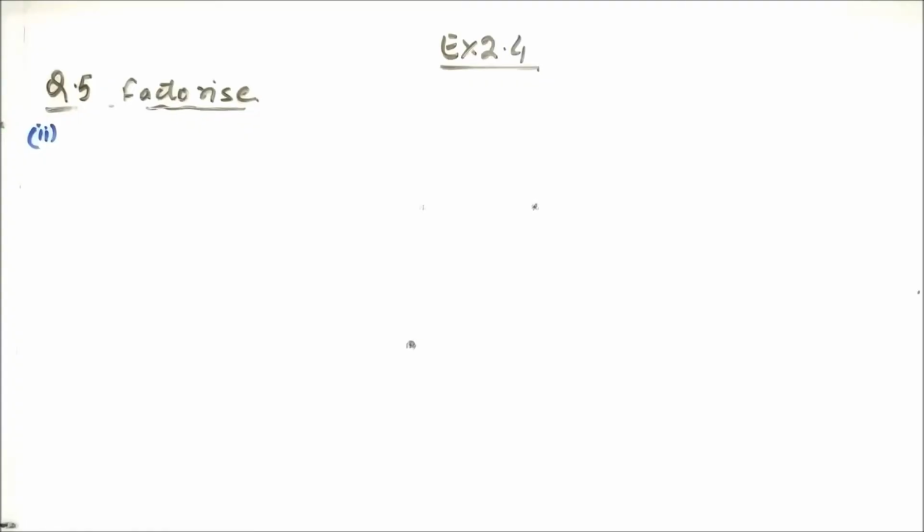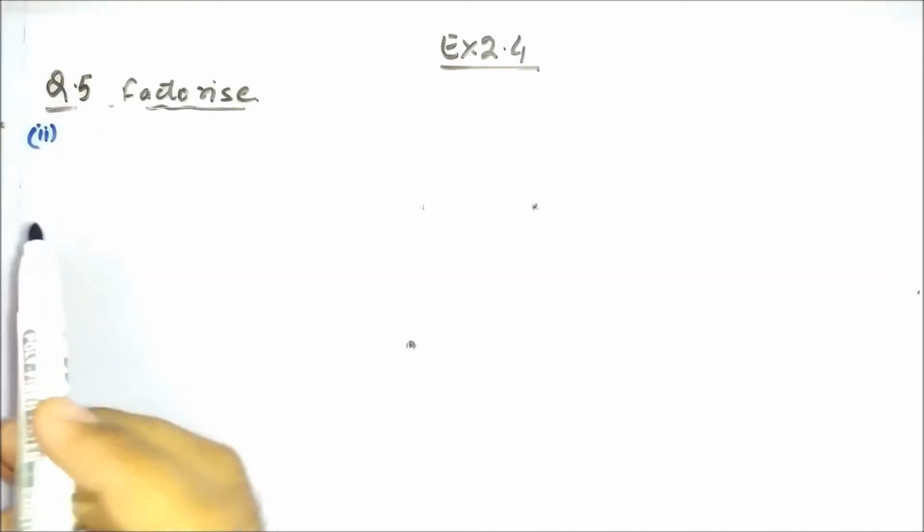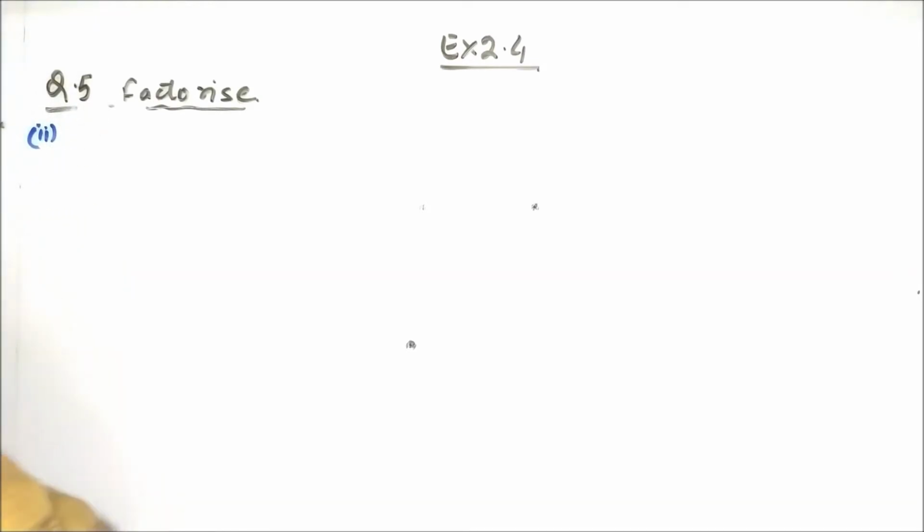Today we are going to complete the left out portion of exercise 2.4, that is question number 5. The last three parts were left. So question number 5 is factorize. We have already done the first part of this. I've told you two methods of that, but we have to follow the longer method because that is the one mentioned in your book, and for getting full marks we need to follow that method only, because the second method takes just 2 to 3 steps to complete.